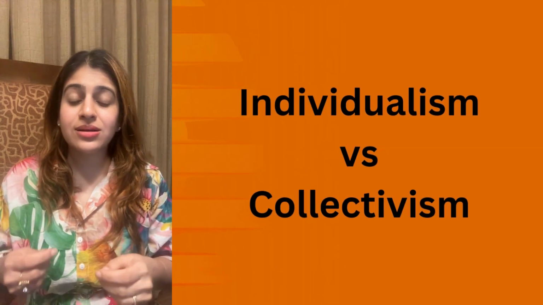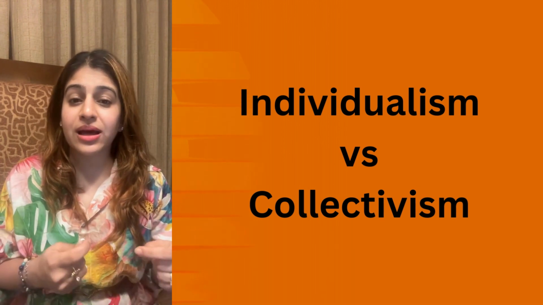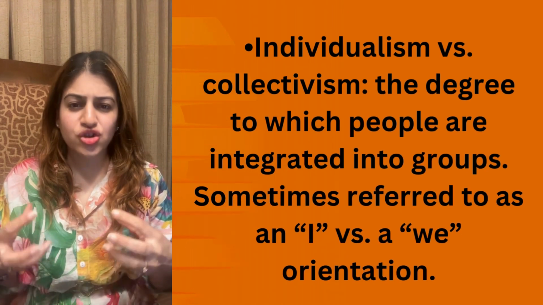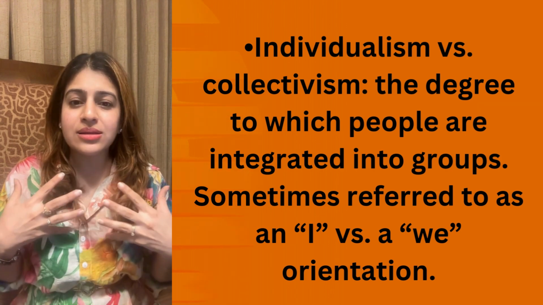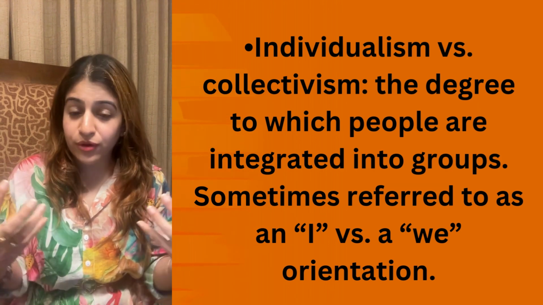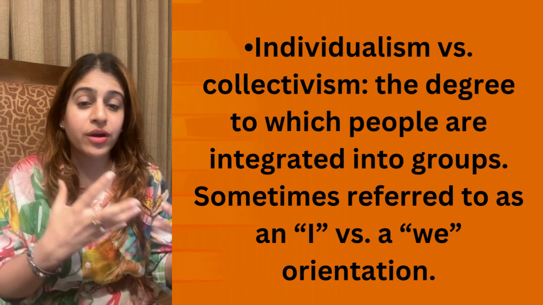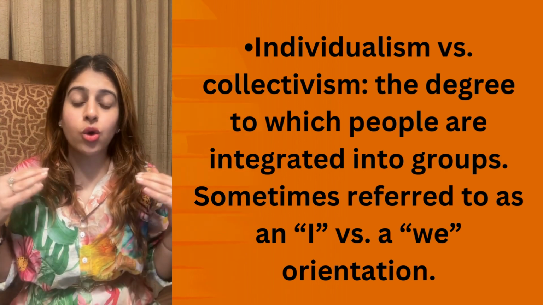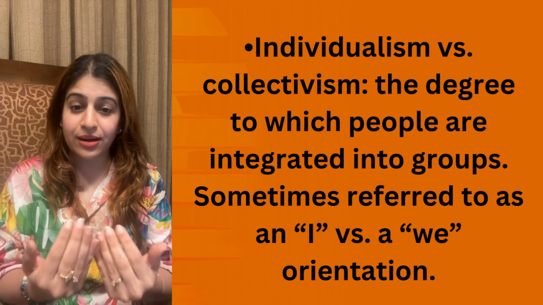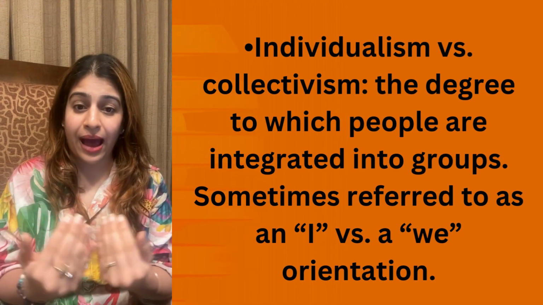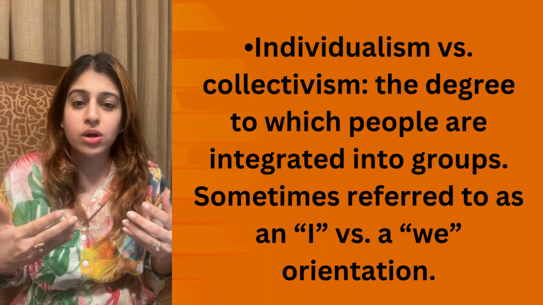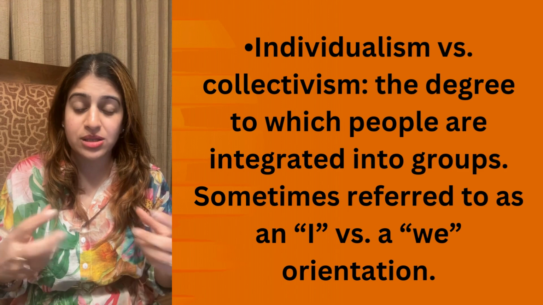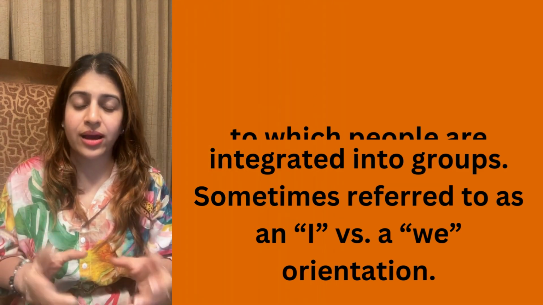The second dimension is individualism versus collectivism. Now there are some cultures that are more collectivist in nature. They refer to everything as we. They consider people maybe of their family, of their apartment, of their religion, of their own culture. So it is more of what we think as a family, as a group. Our inclination is more towards the thought processes of we rather than I.